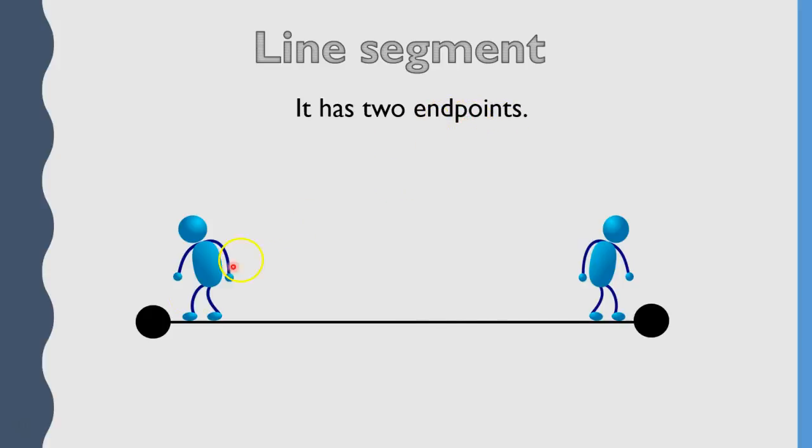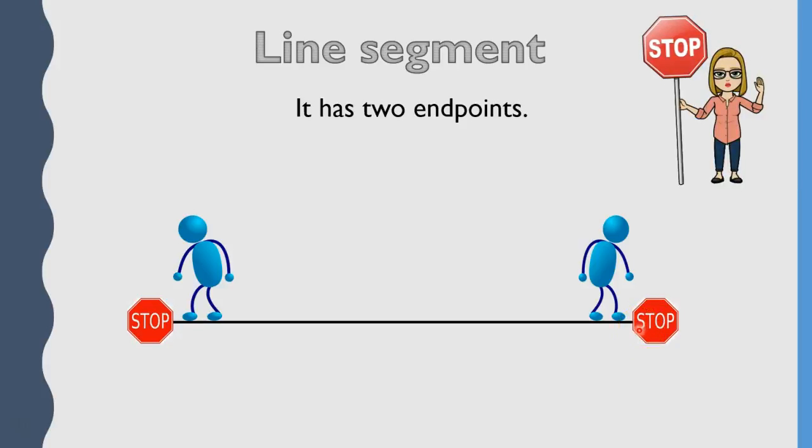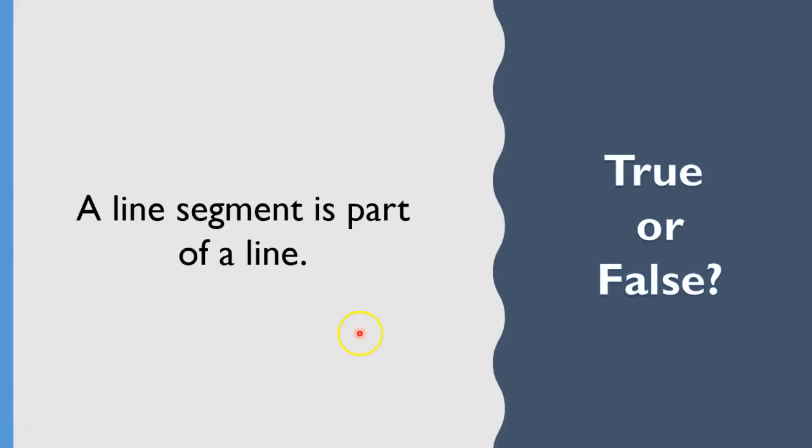Remember the line, how it had two arrows and these little guys were running super fast in both directions? Well, now they have these endpoints and they're like little stop signs. That's it. They have to stay on this line. They can't go anywhere else because this is the only part of the line that we're talking about. So it's important to know that when you have a line segment, it has two endpoints. No running. All right, so now a little quiz.